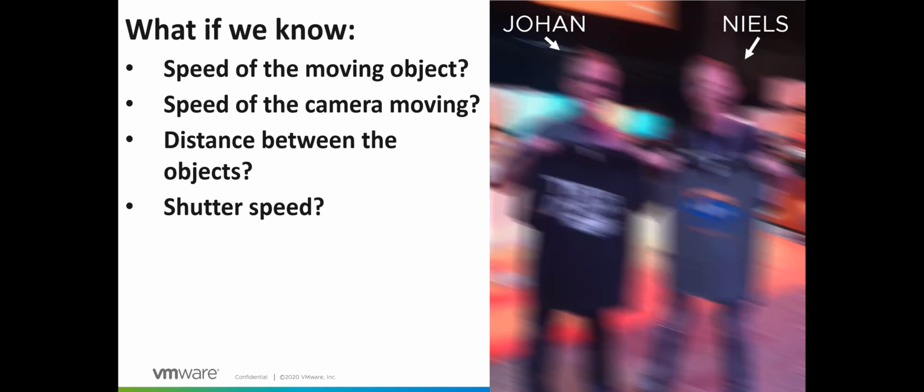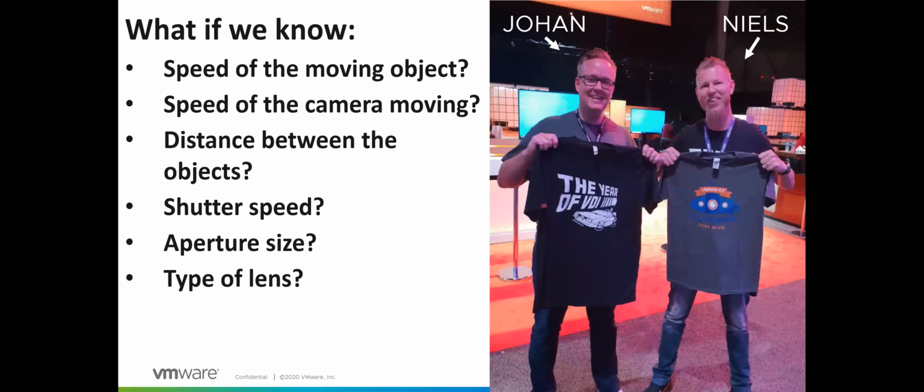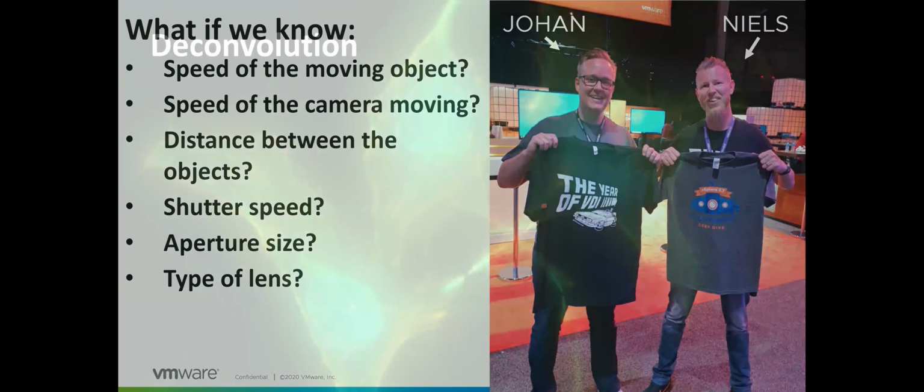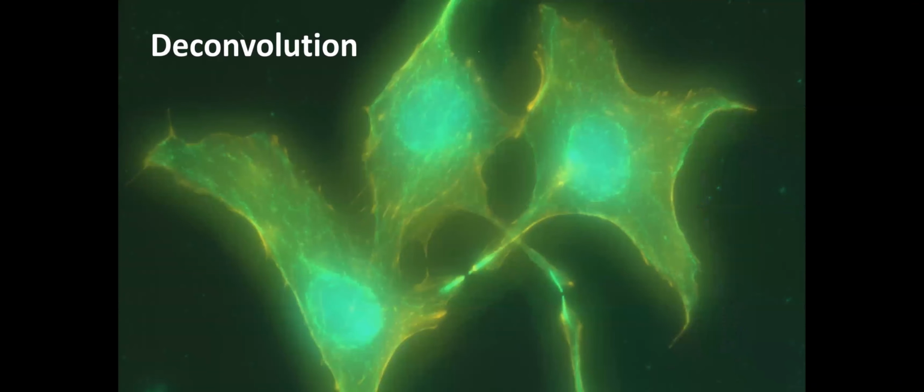Right, so what if we know, based on these pictures, the speed of the moving objects? So Niels and I were moving, the camera is moving. So the speed of the moving camera as well. We know the distance between the individual objects, so between Niels and me, but also between the camera, Niels and me. We know the shutter speed of the camera. We know the aperture size of the camera. We know the type of lens that was used. And then suddenly, it's not me and Niels, it's Niels and me. And this process is what we call deconvolution, bringing the scientific data back from a picture.